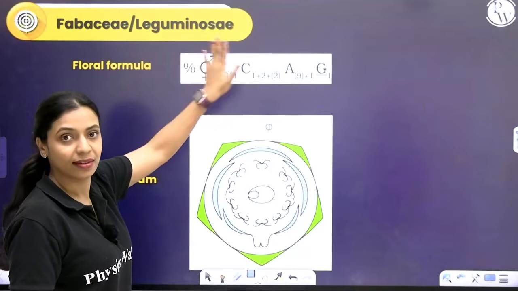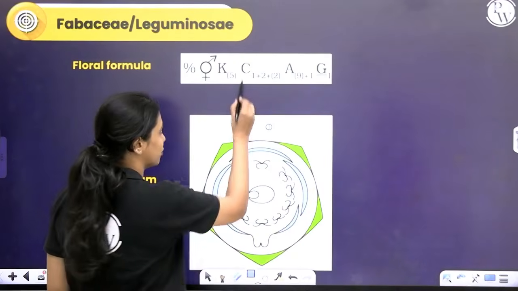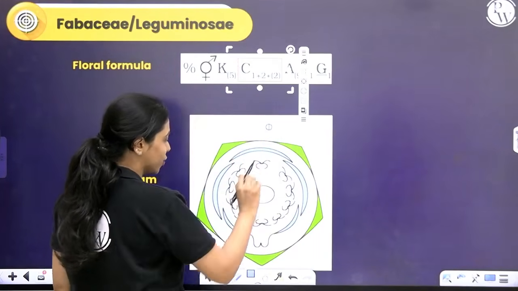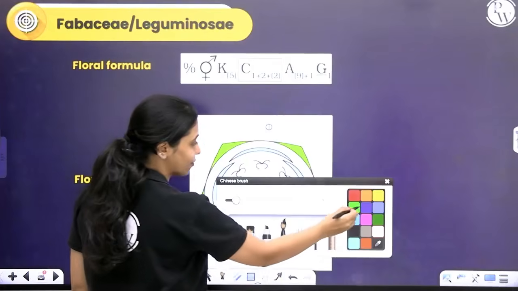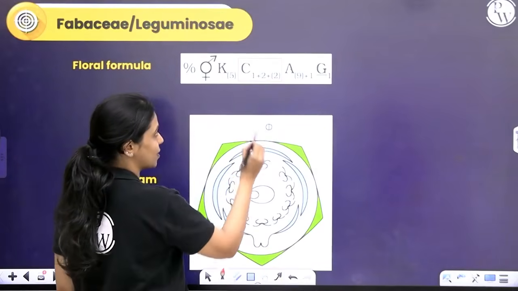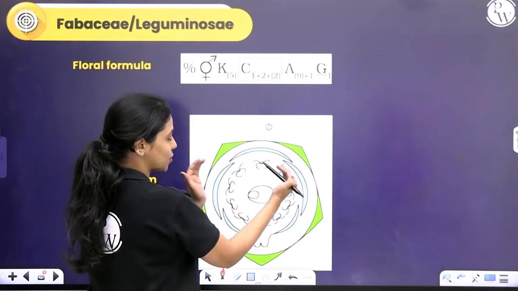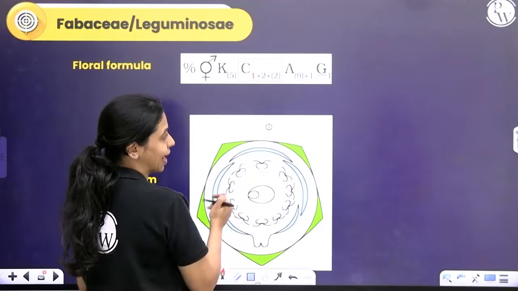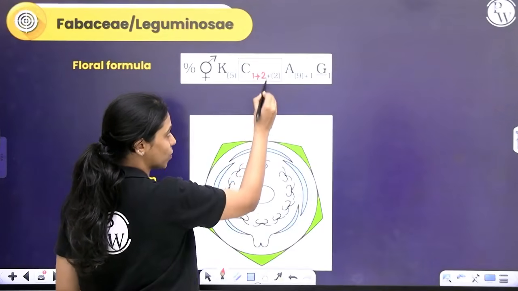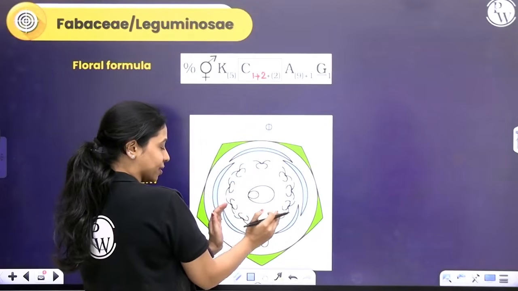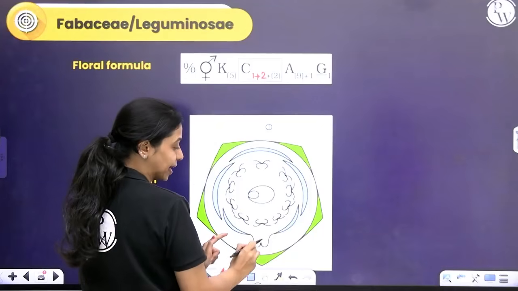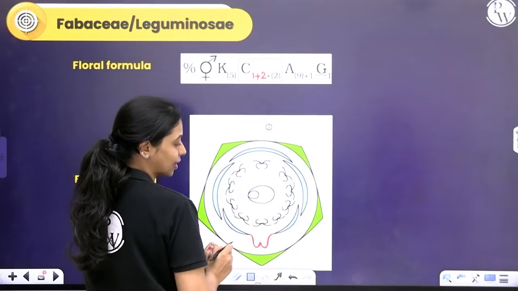Coming to corolla, this is important here, how you write it in the floral diagram. Here you see vexillary aestivation. You have one large petal that is represented as 1. This is overlapping 2 relatively smaller lateral wings. So you write +2, and within that you have 2 smaller ones that are fused. The fusion is represented like this.